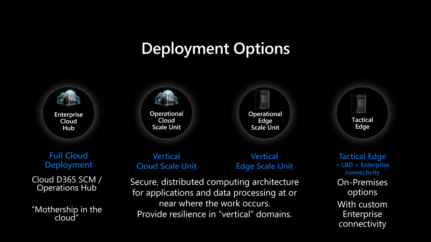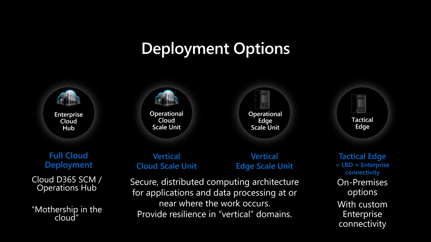The edge scale unit would be where you would deploy or install those server components at the customer site. So either at the facility, the warehouse or manufacturing facility that would actually be running the supply chain management solution, you would have server components installed there locally at the site and would be managed and maintained by the customer IT department.